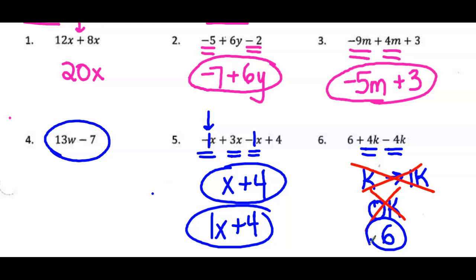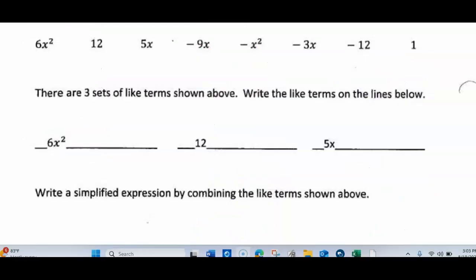So let's go to the back now. I might have to move this for a second. Hold on. Okay, if you haven't turned to the back, go ahead and turn to the back. On the back, it says there are 3 sets of like terms shown above. Write the like terms on the lines below.